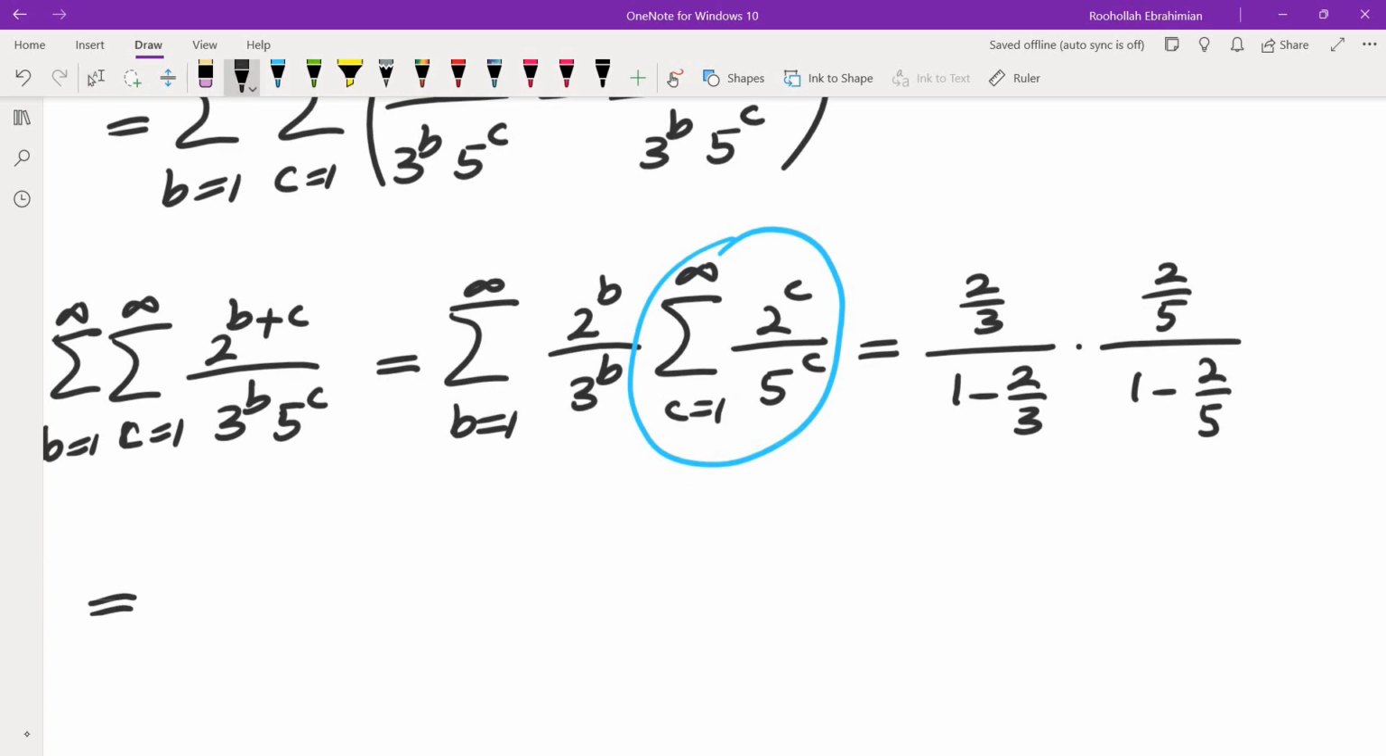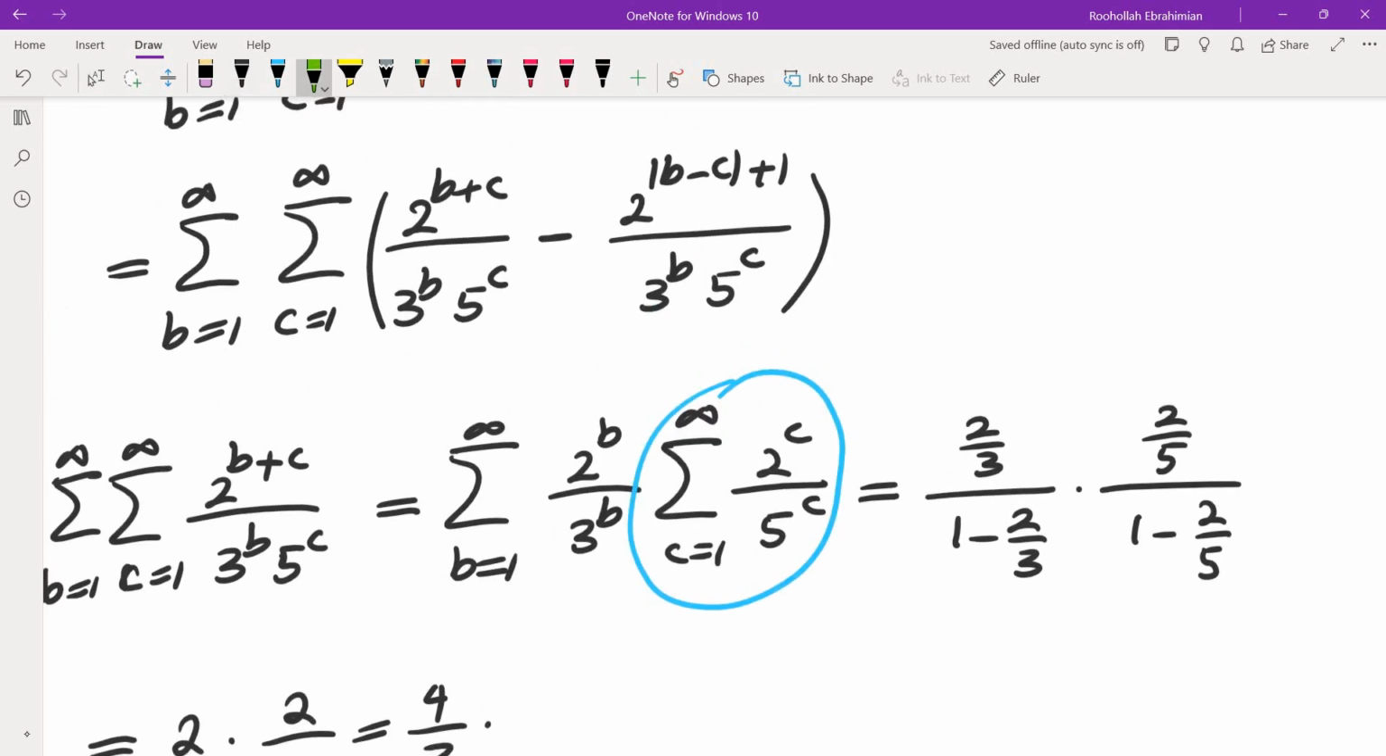So the first one becomes 2/3 over 1/3, so that's 2, and that one becomes 2 over 3. So that sum is 4/3. This is the first sum. This sum is 4/3. Now let's look at the second sum.